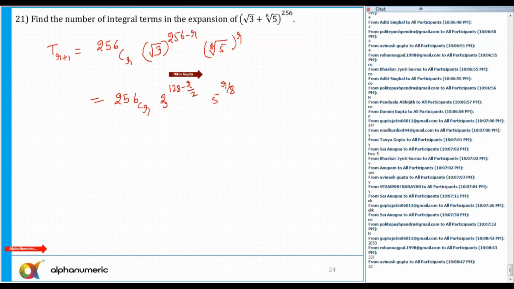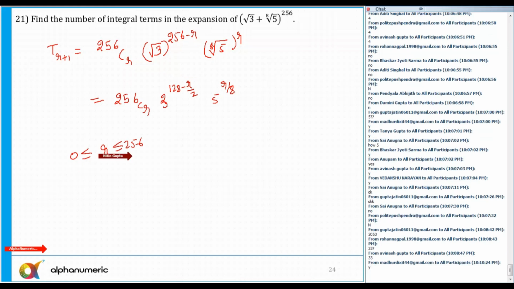And what is the value of r? r will always lie in the range 0 to 256, yes or no? And for this term to be an integer, the power of 3 should be an integer, and the power of 5 should also be an integer. So here r should be a multiple of 2 as well as a multiple of 8, isn't it?